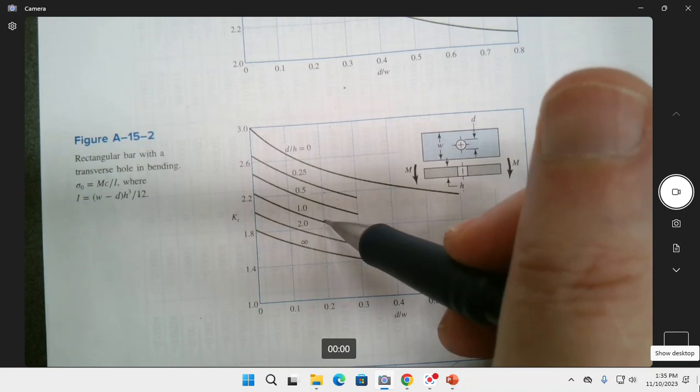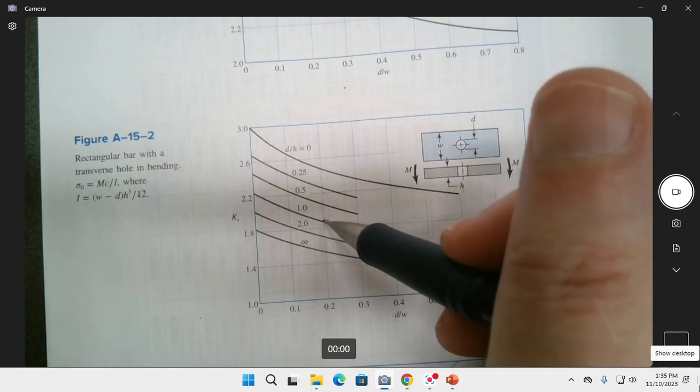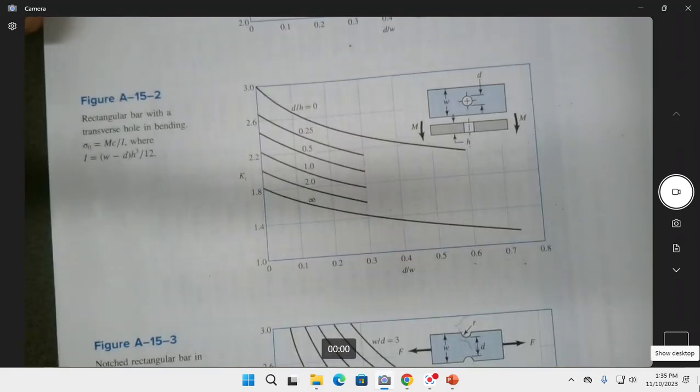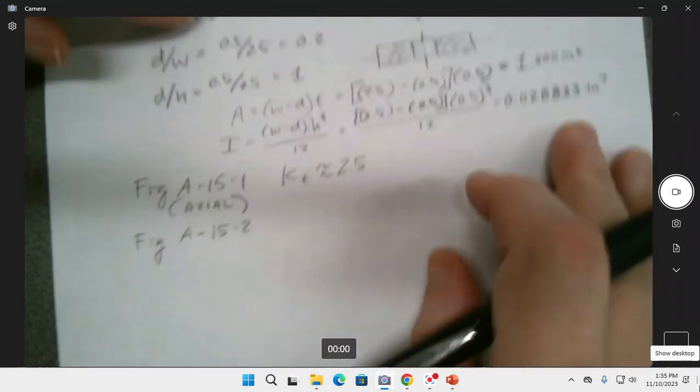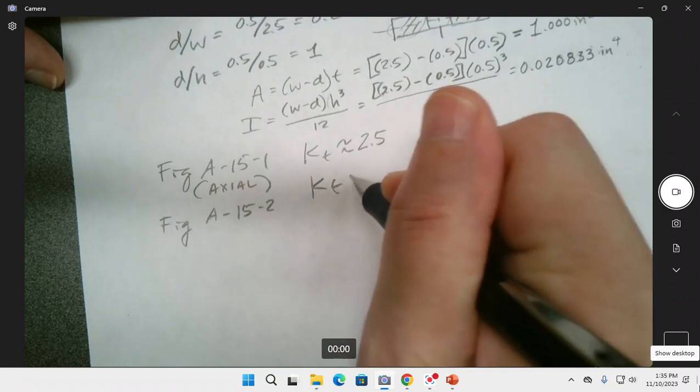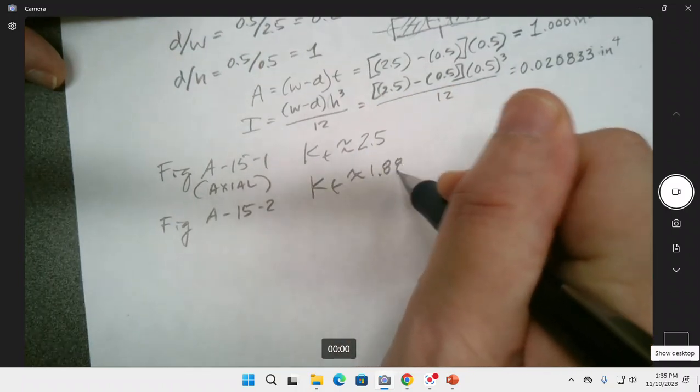So I'm going to say 1.88. 1.88, just to acknowledge that it doesn't look like it would be 1.9. So this is KT 1.88, and this is the bending one.